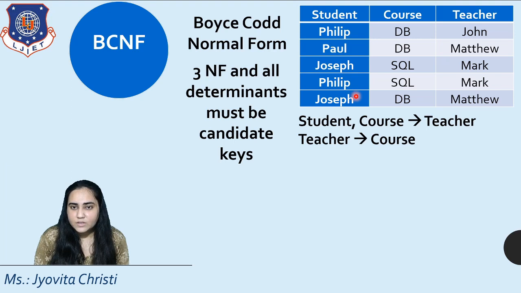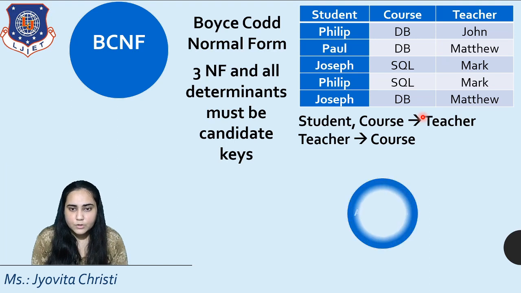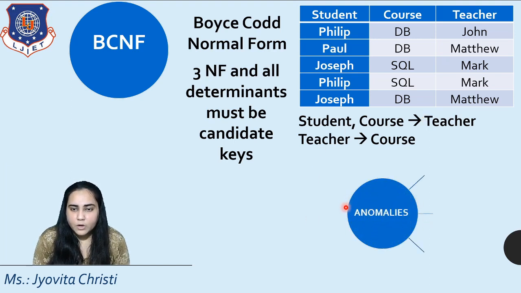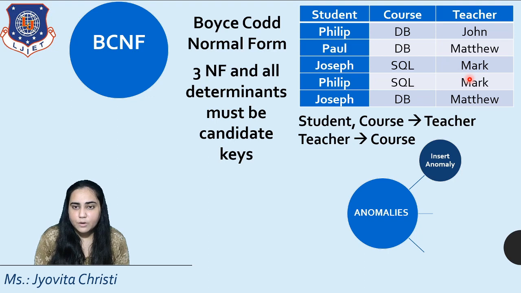And once again, you can see that it is causing a lot of anomalies. And to provide a solution, first we have to understand what the anomalies are. So these anomalies are, first of all, insert anomaly. So if I want to insert a new course, a new teacher, I have to always keep repeating several things. I need to have data. For example, if I want to insert a new teacher, I need to know which course that teacher is teaching, which student is being taught. So all that insert anomaly is still present.